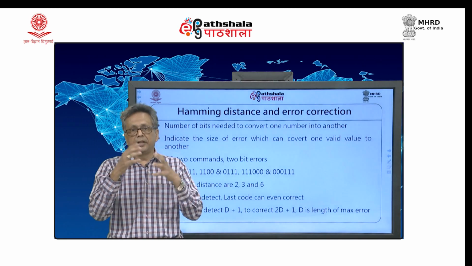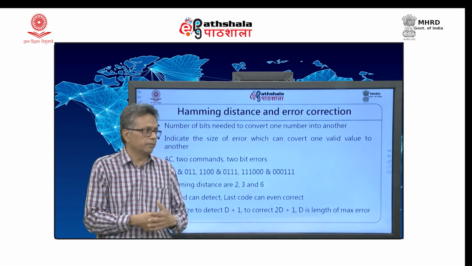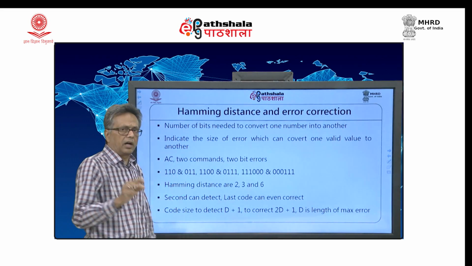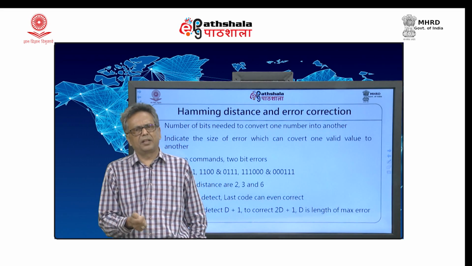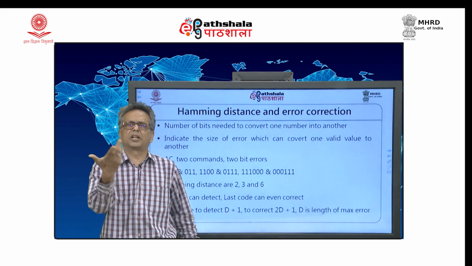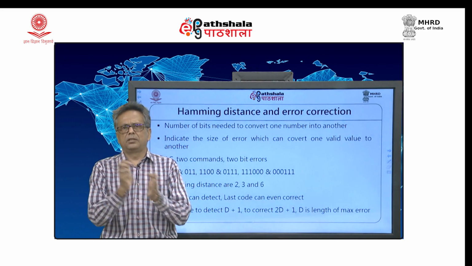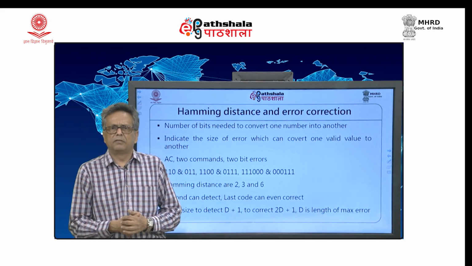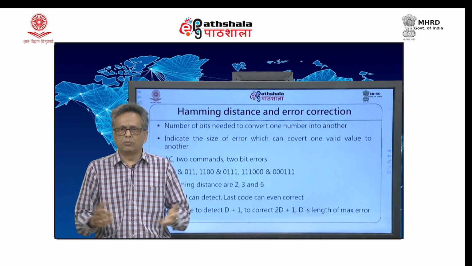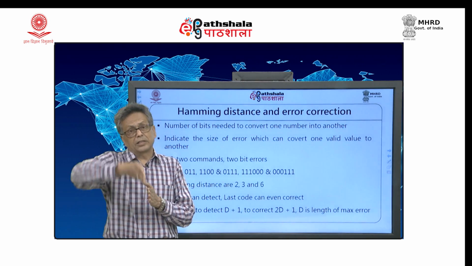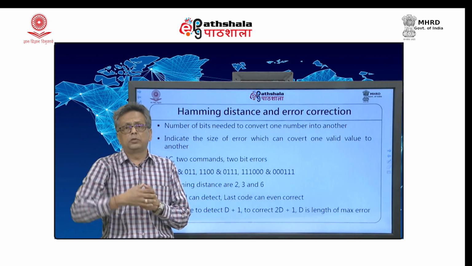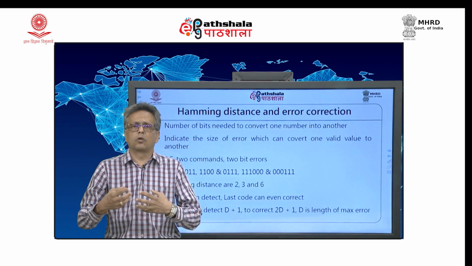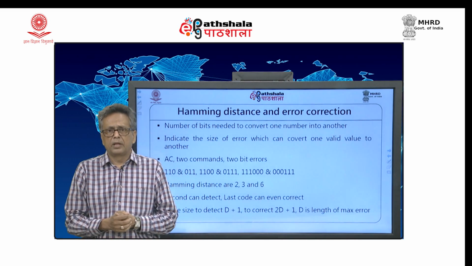For example, I have an AC, and here are examples given on the screen. I just switch it on and off with a remote control. One is the on button, the other is the off button. When you press on, the command 110 is sent, when you press off, the command 011 is sent. Now, it passes through the air and reaches the air conditioner, but the atmosphere is very noisy and my code has every chance to be converted.